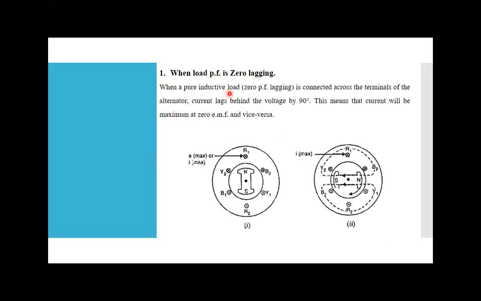when I have a pure inductive load, okay, you are aware of pure inductive loads. Then what will happen? Either my voltage is lagging by 90 degrees or my current is lagging by 90 degrees to the voltage. When I have a pure inductive load, who is lagging, voltage or current? Current. Okay, for a pure inductive load, my current is always lagging by 90 degrees. Why is it so?